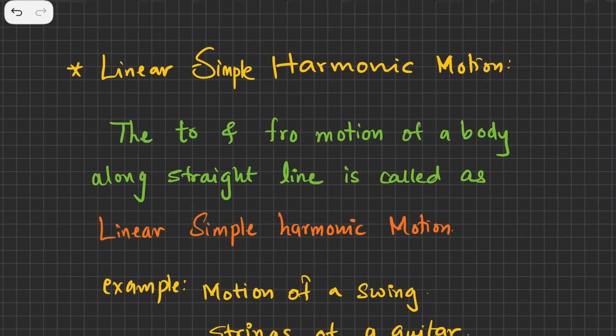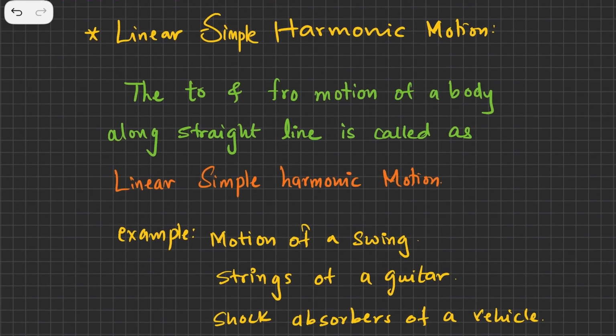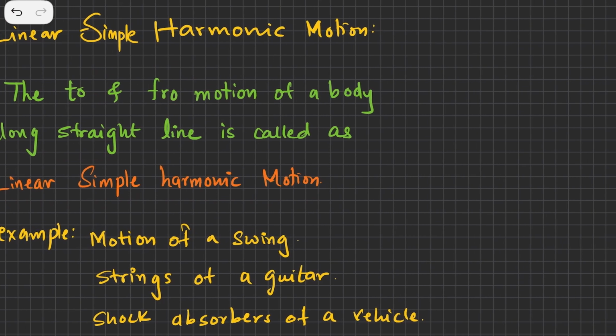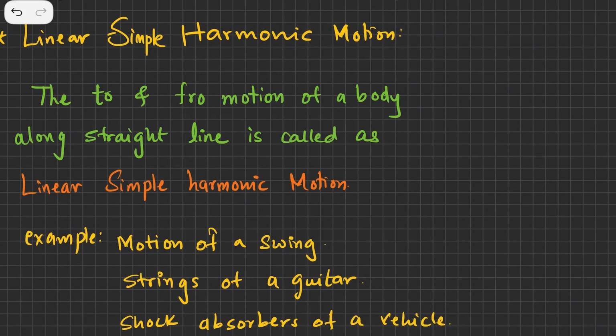So the first topic today, the topic which we are starting, is linear simple harmonic motion. So what is a linear simple harmonic motion? The to and fro motion of a body along a straight line is called a linear simple harmonic motion. So if there is a body which is just going back and forth along a straight line, then such a motion is called a linear simple harmonic motion.